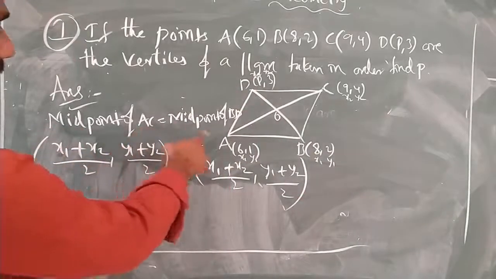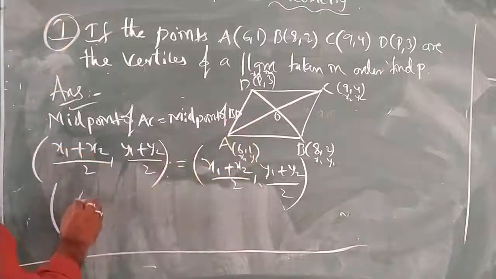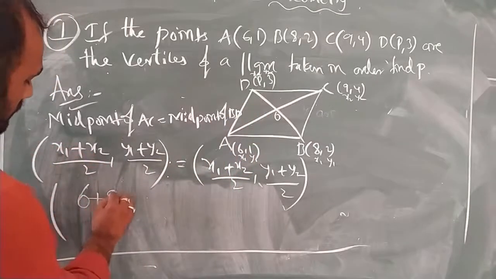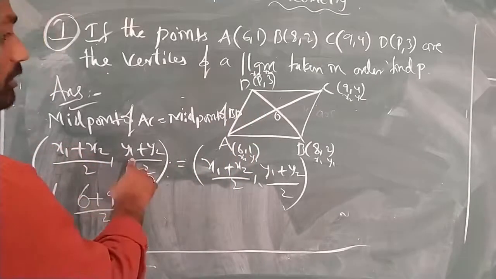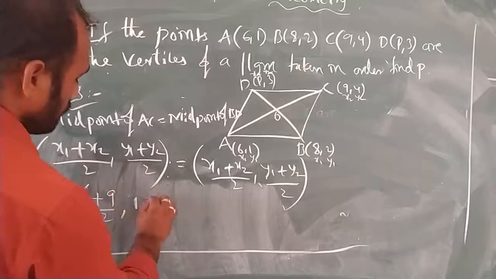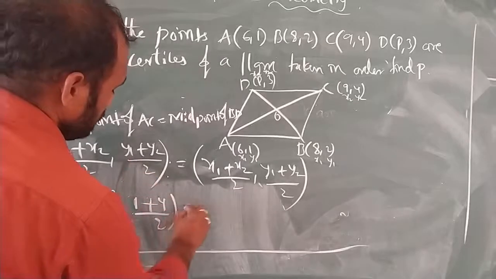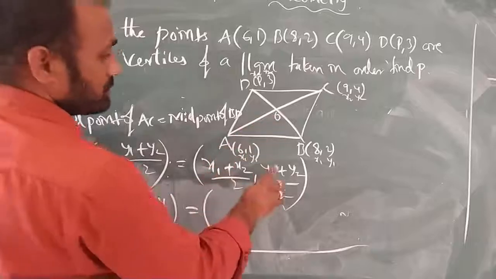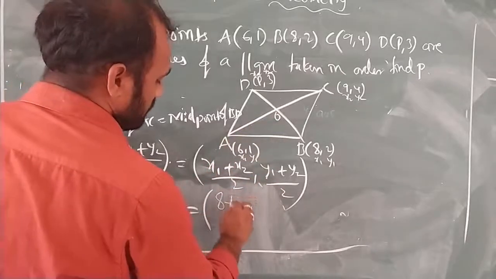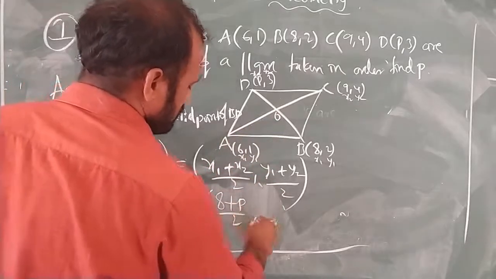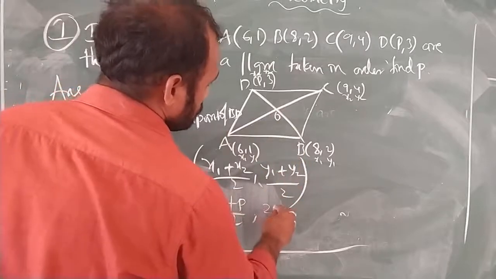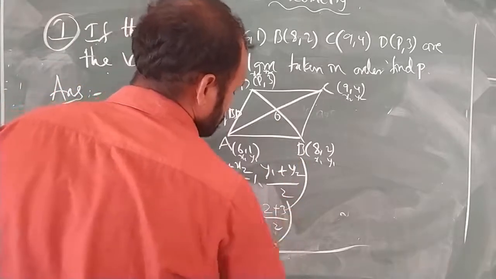Now let us substitute in this formula. For AC, x1 is 6, so (6 + 9)/2, (1 + 4)/2 is equal to, for BD, (8 + P)/2, (2 + 3)/2.